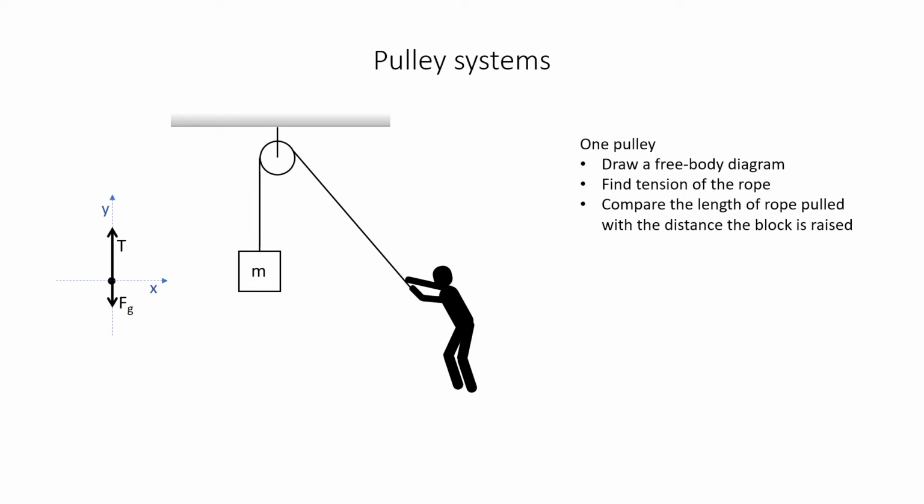Here's our free body diagram. Notice we've made the tension larger than the gravitational force so that the acceleration is upward. Our net force equation is the sum of forces in the y direction equals ma equals the tension minus mg.